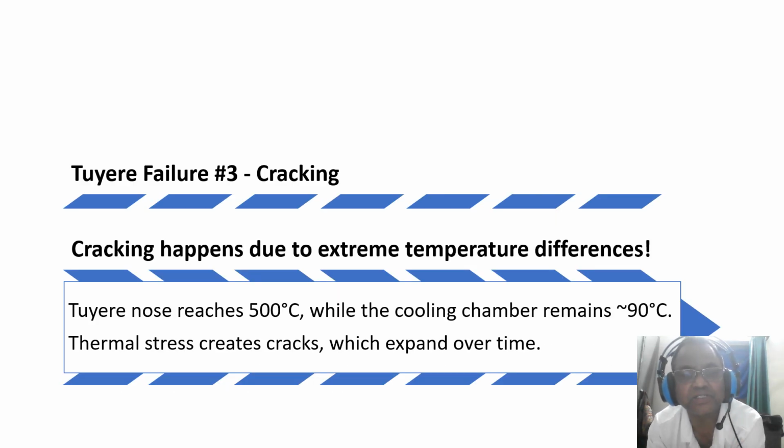Cracking is caused by a huge temperature difference. This is the third type of mechanism, cracking, caused by a huge temperature difference, especially when the body temperature is 50 and the tip temperature is 500. Such a huge difference in temperature gradient causes crack formation in the tip, and of course we can also visualize this during shutdown time when we take out the tuyeres.